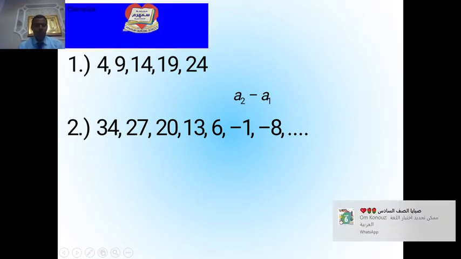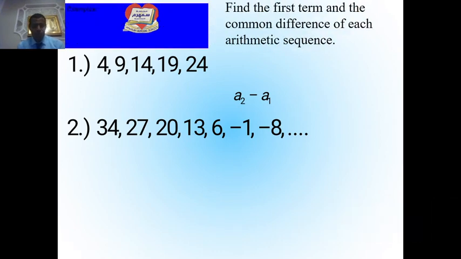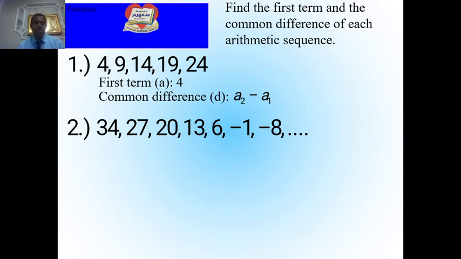Here, to find the first term and the common difference for each arithmetic sequence, first of all, you can see this 4 is the first term of the first sequence. The common difference of this arithmetic sequence, my learners, is a2, which is 9, minus a1, which is the first term, 4. 9 minus 4 gives us 5. So the first term is 4 and the common difference is 5. For the first term a, a is 4. The common difference is d. It will be a2 minus a1, which gives 9 minus 4 equals 5.